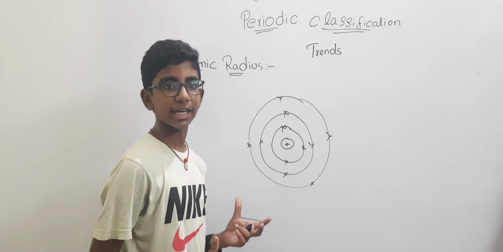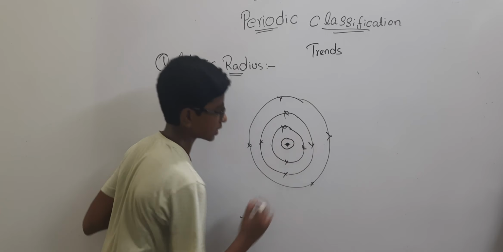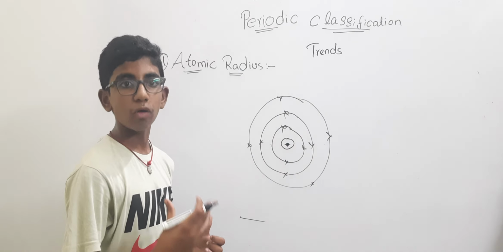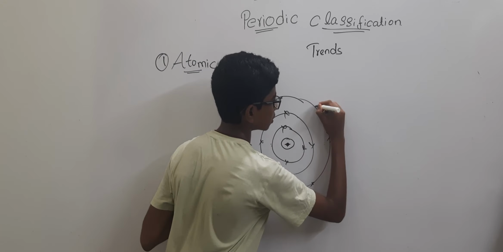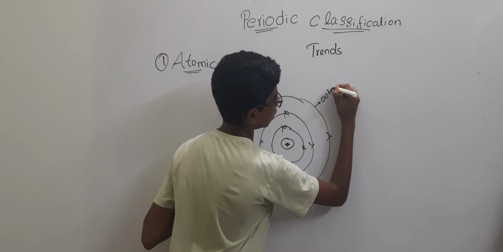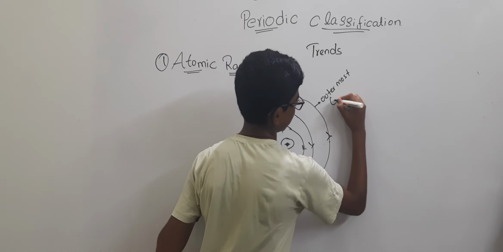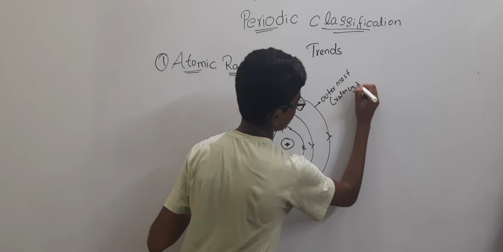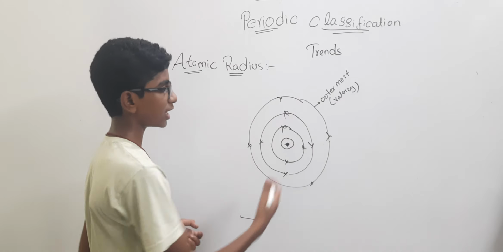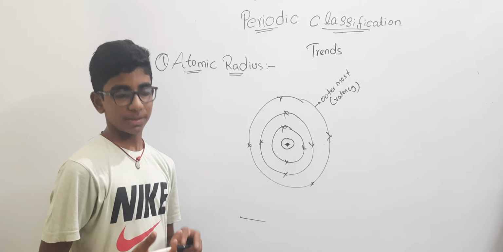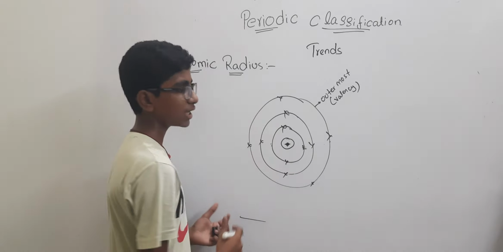What is the definition of atomic radius? The distance from the center of the nucleus, this is the center of the nucleus, to the outermost electronic shell, the outermost energy level. That means this is the outermost energy level or valency shell. This shell is known as the outermost shell. The shell just before the outermost shell is known as the penultimate shell, and the shell just before the penultimate shell is the anti-penultimate shell.